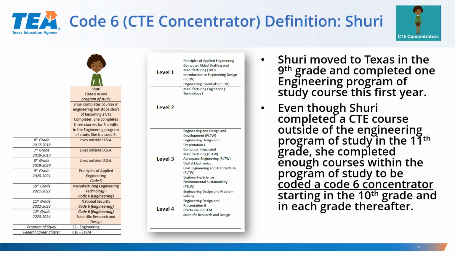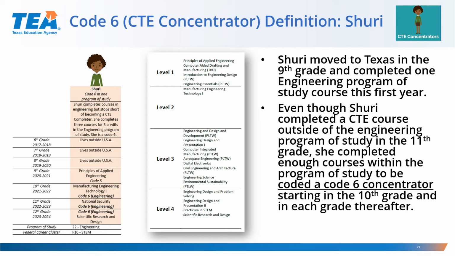Here you can see Shuri was focused on courses in engineering. She completed 3 courses in the engineering program of study, earning a code 6 concentrator value. Because she has not completed 3 or more courses for 4 or more credits within the same program of study, she is not a code 7 completer. The fact that she completed a national security course in a different program of study did not impact her engineering program of study concentrator status. It's just an extra course.